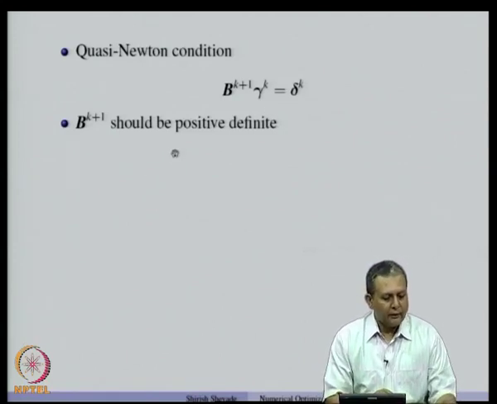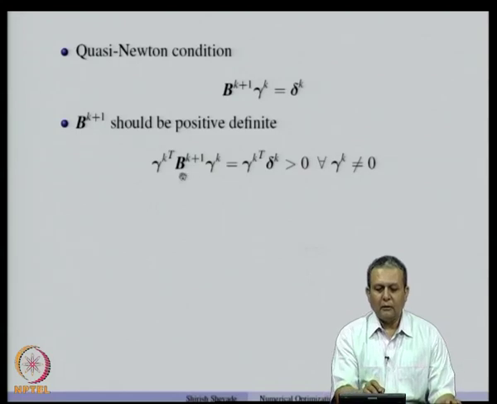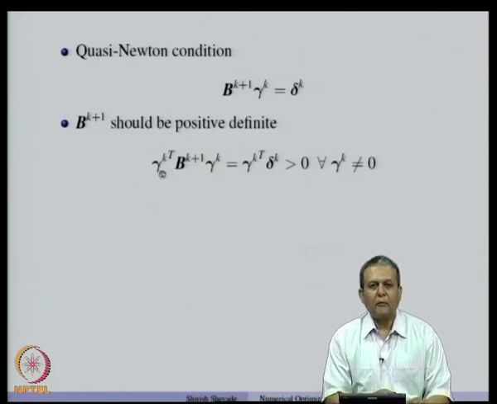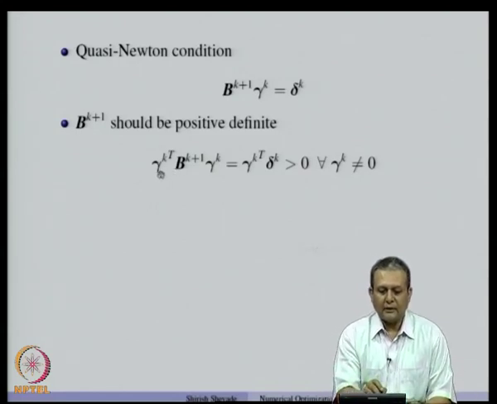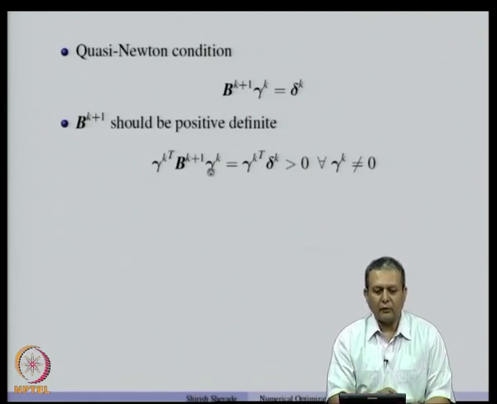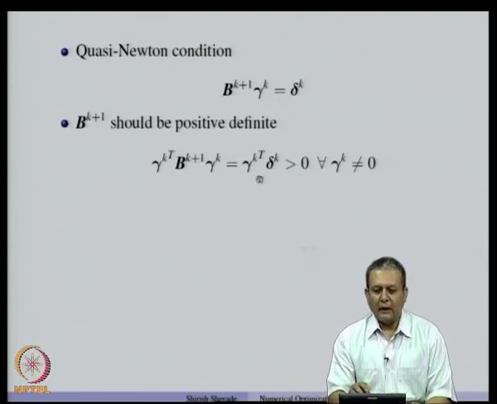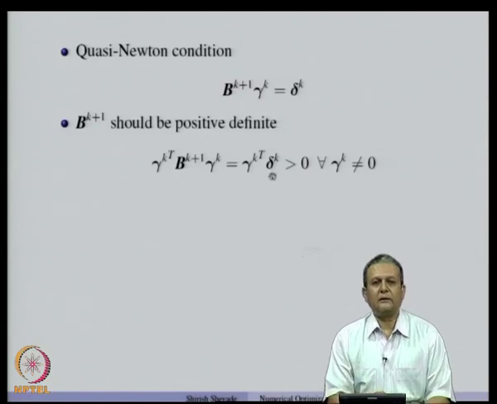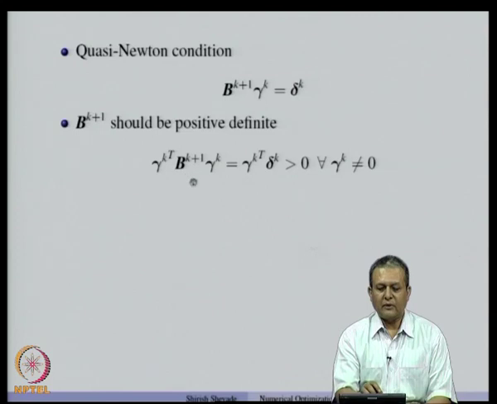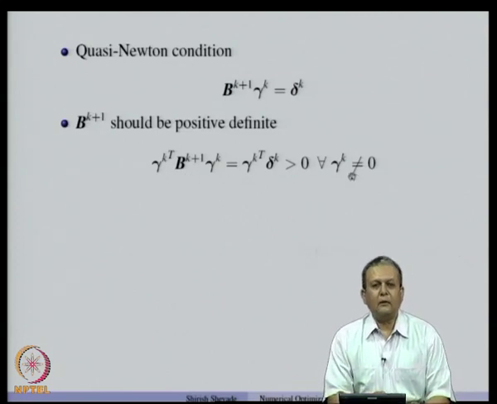Now, if we take a scalar which is represented as gamma k transpose Bk plus 1 gamma k, where gamma k is non-zero, and if the quasi-Newton condition is satisfied, then we can write this as gamma k transpose delta k, and we have to ensure that this condition is satisfied, so that this matrix becomes positive definite. Now, how do we ensure that this condition is satisfied?